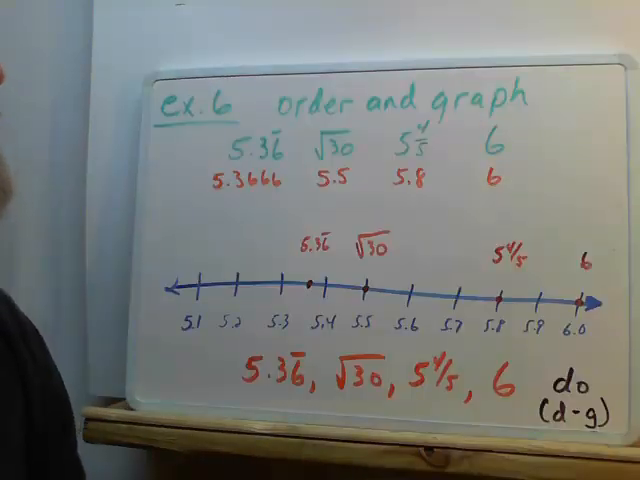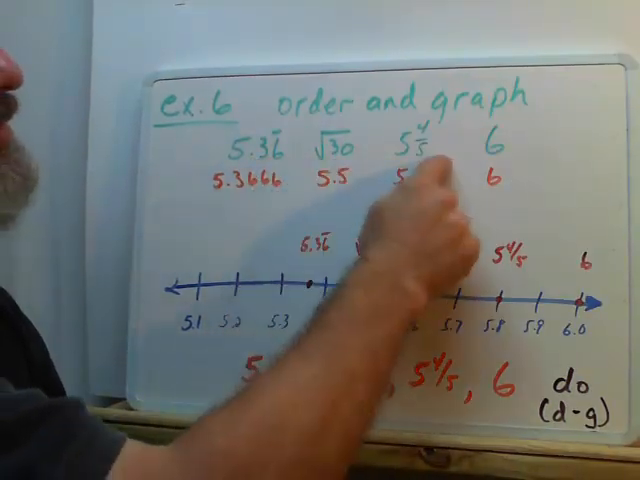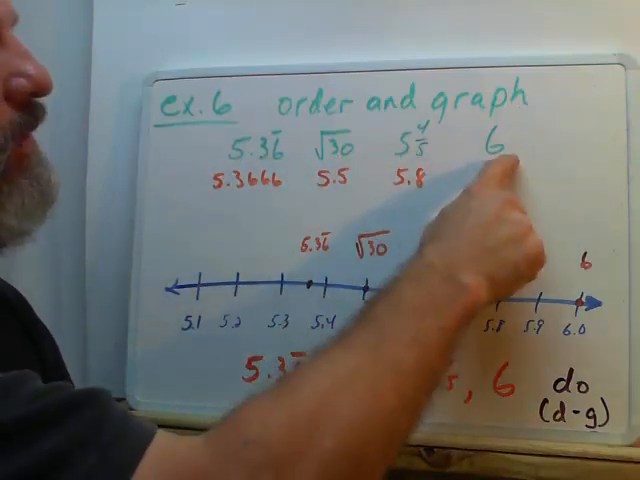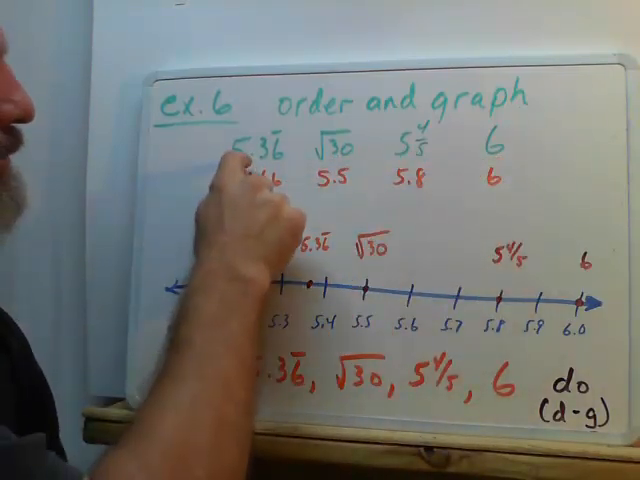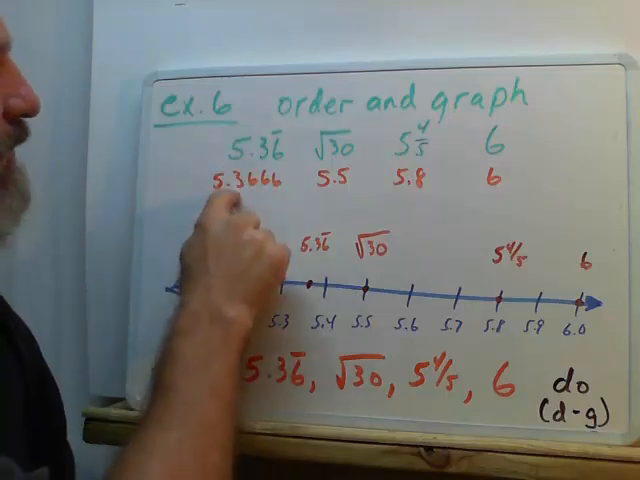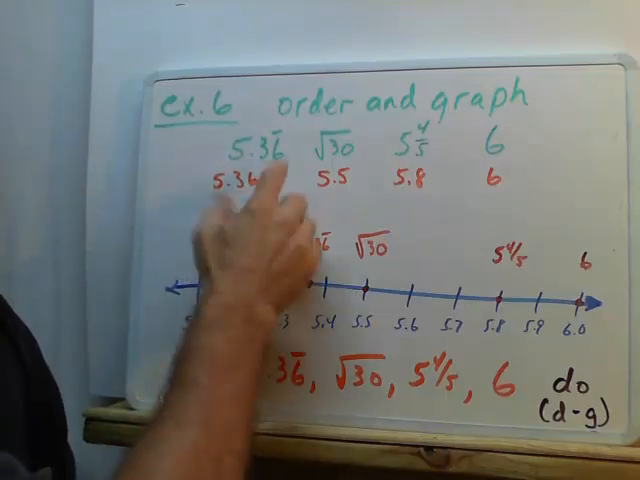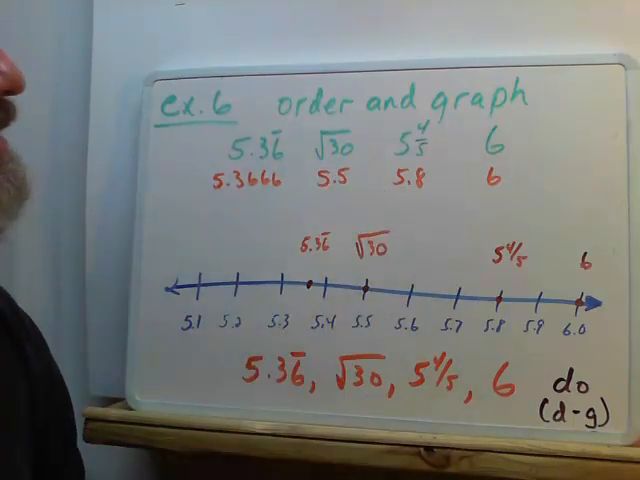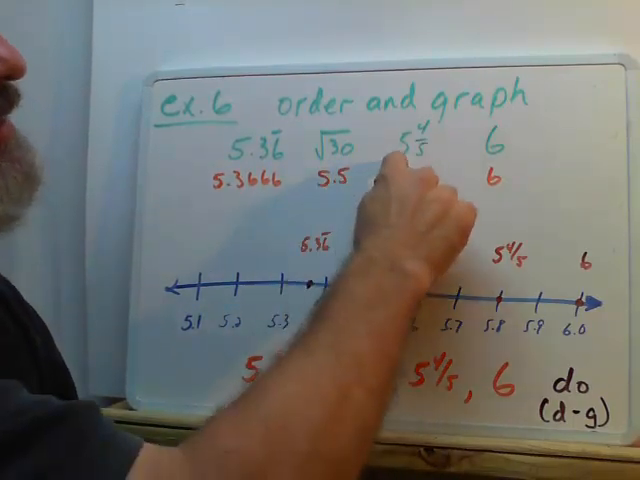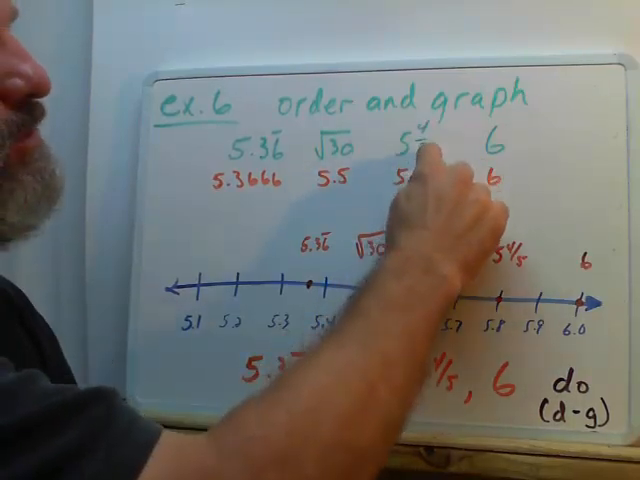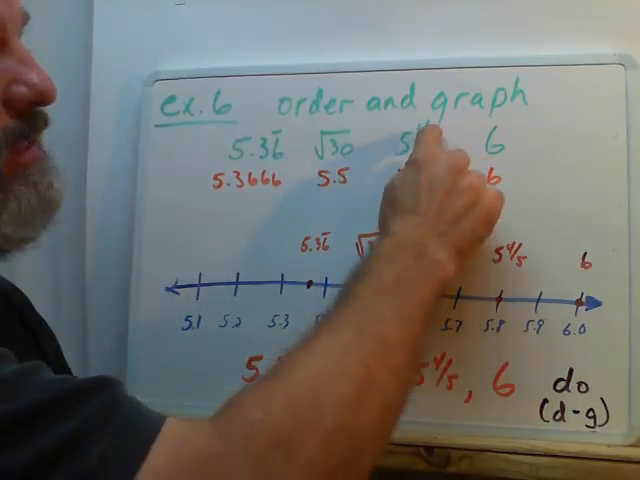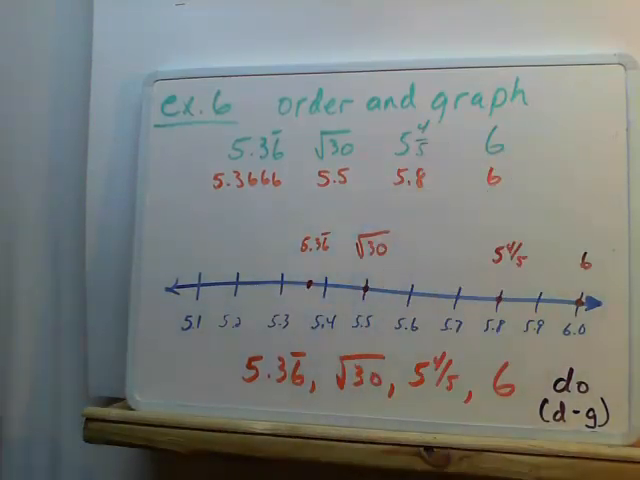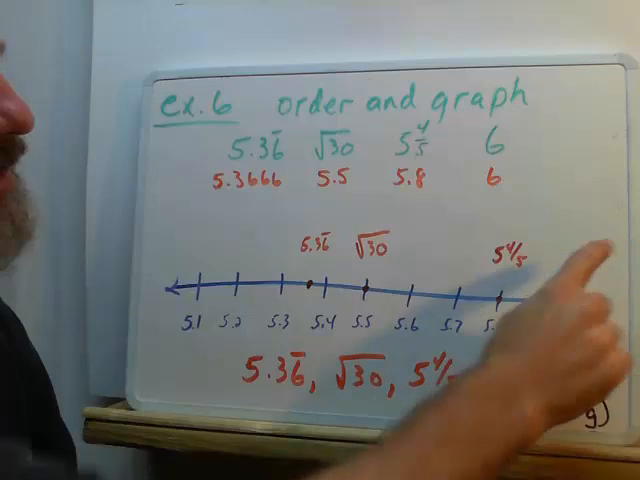Example number 6. Order the numbers and then graph on a number line. So the first thing we want to do is here are our 4 numbers. This we could rewrite as 5.3, and I'm just going to put 3 6s there. It's a repeater, but that's close enough for now. This in a calculator is 5.5. This we can do hopefully in our head and see that this is 80%, or 5.8, and this of course is 6. So now we're going to put these on a number line.